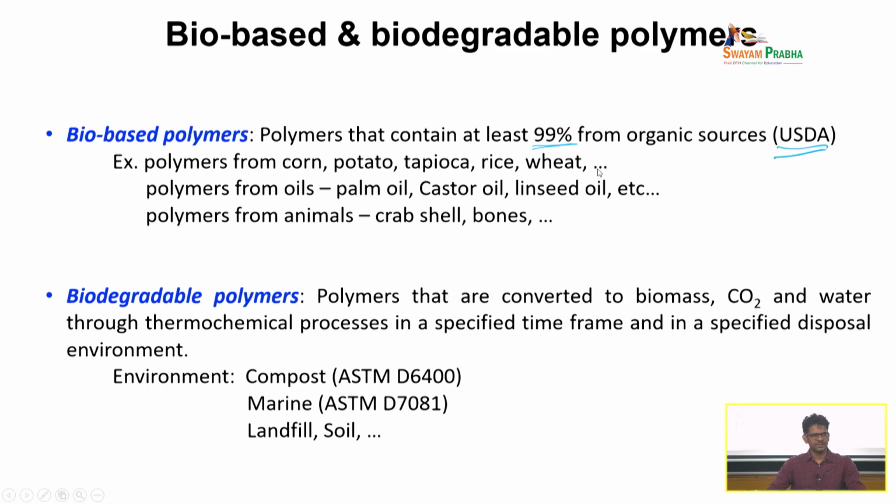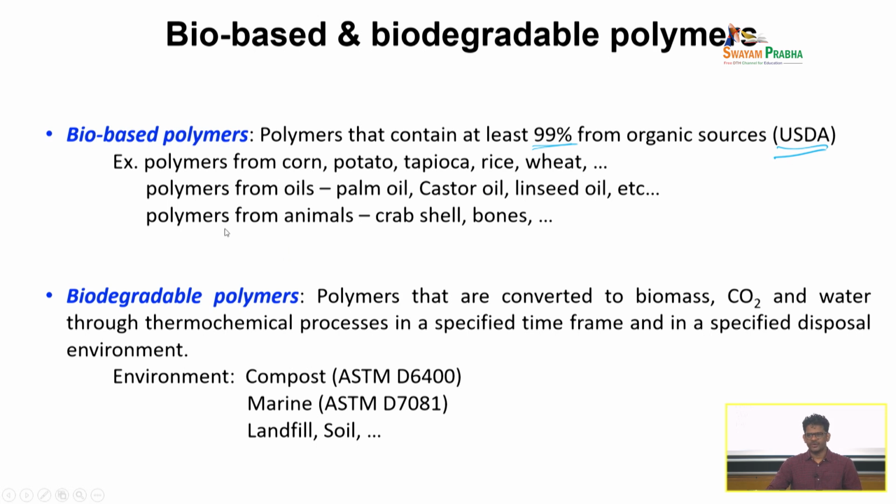For example, I've given a lot of examples here. You could derive polymers from various food products like corn, potato, tapioca, rice, wheat, maize, etc. From many of these food grains you can extract starch. Starch is one kind of polymer, and we say that is a bio-based polymer. There are also vegetable oils like palm oil, castor oil, linseed oil, soybean oil, rice bran oil, from which you can also derive polymers. We can say those polymers are also bio-based.